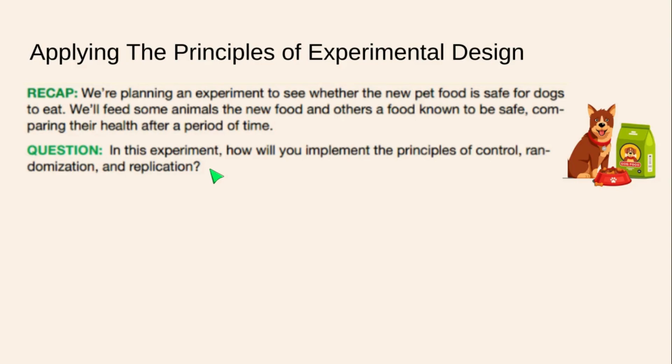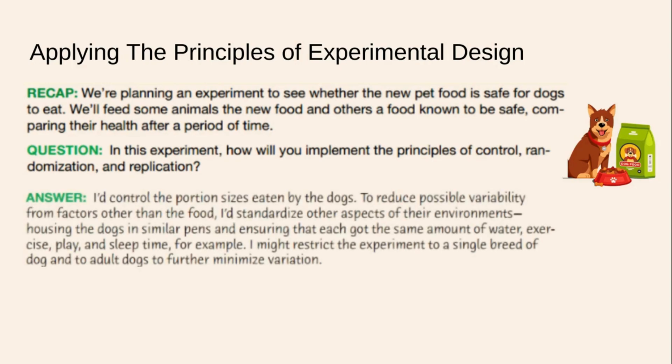Okay, I'll assume we're ready to continue. If you need some more time, pause that video, but let's go on with the answers. So, first, we're going to control. You could control the portion sizes eaten by the dogs. To reduce possible variability, that's what control is for. We want to reduce needless variability.